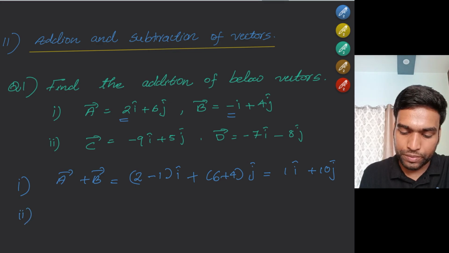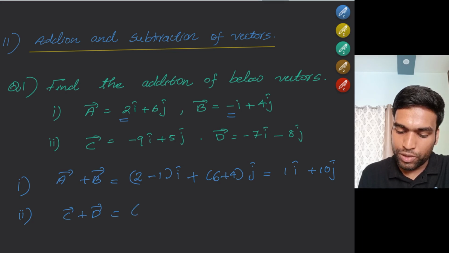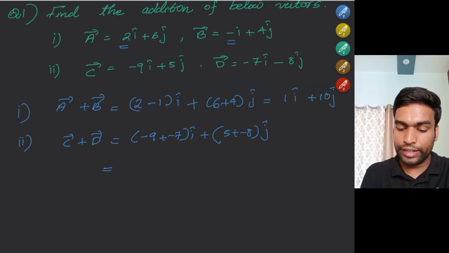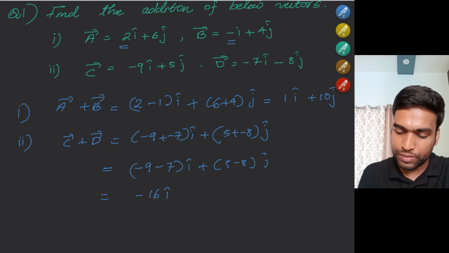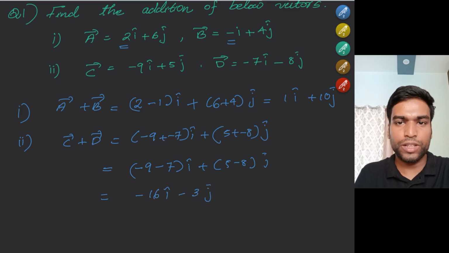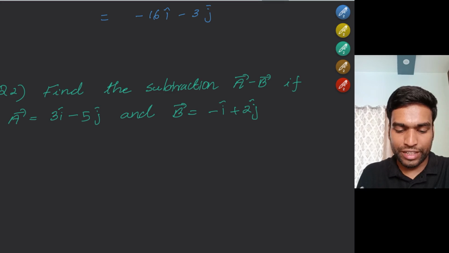Then second part, c plus d. So similarly we can do negative 9 plus negative 7 i cap plus 5 plus minus 8 j cap. This equals negative 9 minus 7 i cap plus 5 minus 8 j cap. So finally, we get negative 16 i cap, negative 3 j cap. So that's the answer.